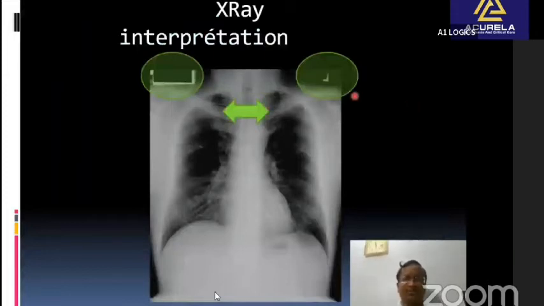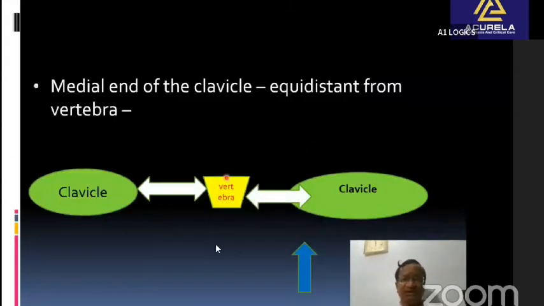Now, start interpretation. See here, left side, because people may be very particular in diagnosing the cardiac test, so beware, this is left side. Now, this is the medial end of the clavicle. Medial end of the clavicle is in the center, and the trachea and the vertebra are in the center. It is not rotated, which means it is centrally placed.